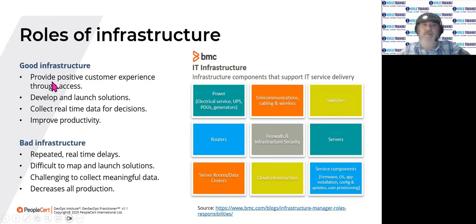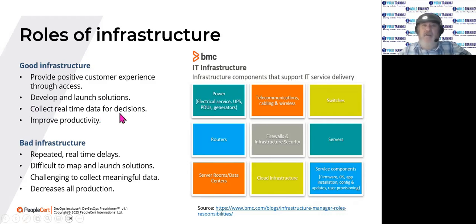Certainly good infrastructure provides a positive customer experience, meaning you can access it and use it hopefully seamlessly with high availability. You use it to develop and launch solutions, even ephemerally, if not persistent solutions. In a DevOps pipeline, for example, you have a lot of times when you're just going to set up some infrastructure to run some build or some test and then release it when you don't need it anymore. But all of that has to work.